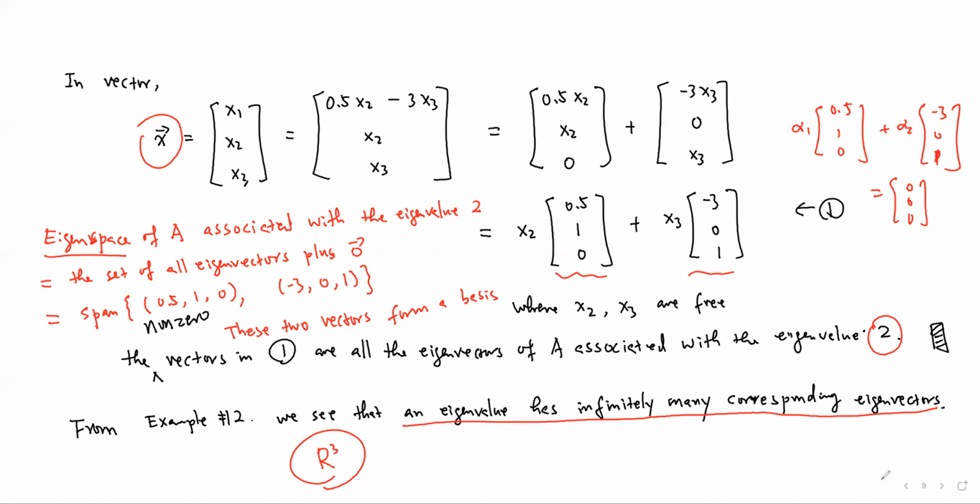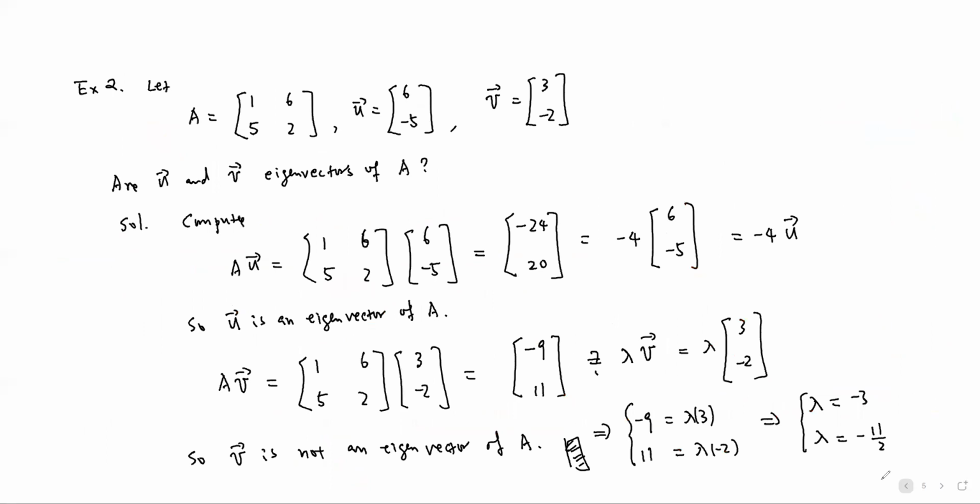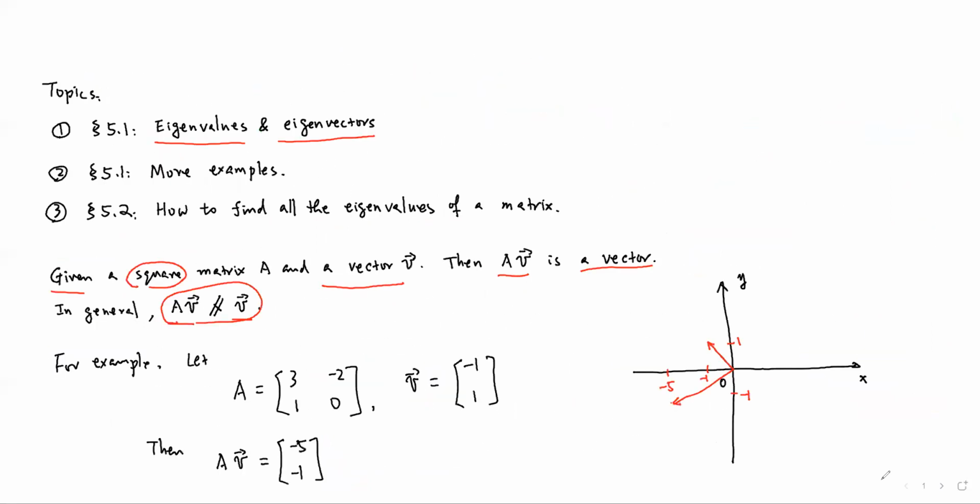Now, the second topic. What is the second topic? In the second topic, I want to show you more examples about eigenvalues and eigenvectors. Topic 2: more examples.